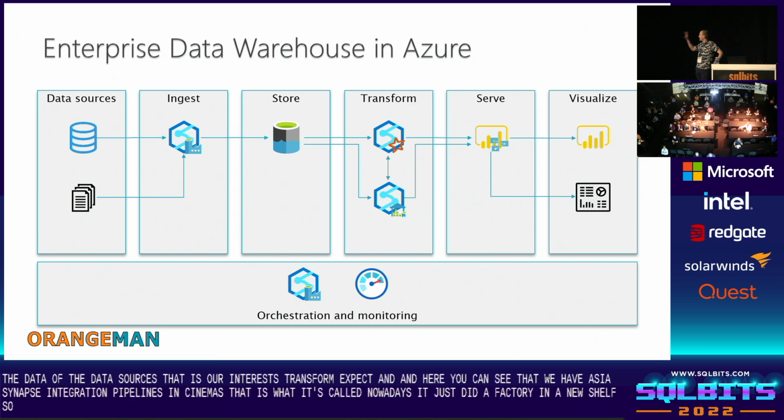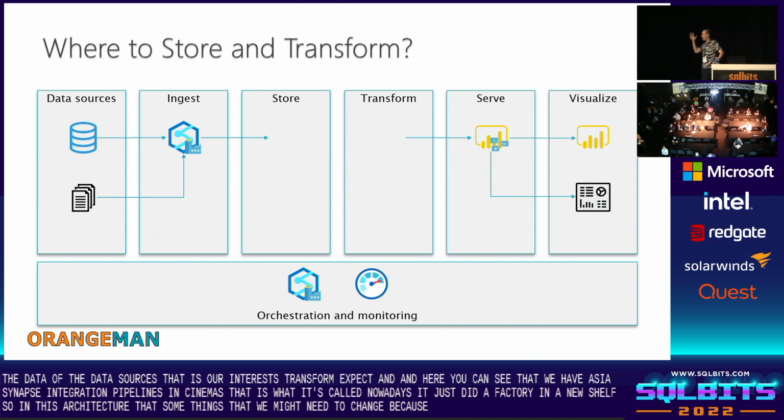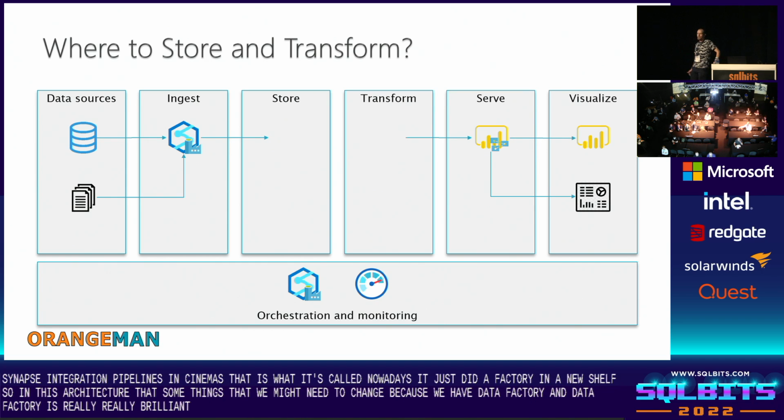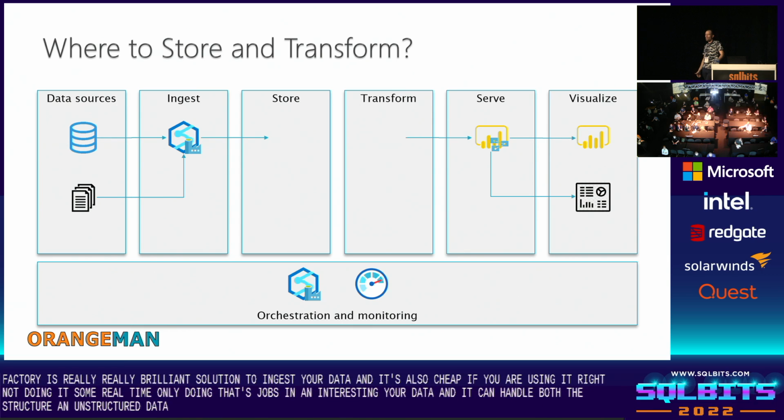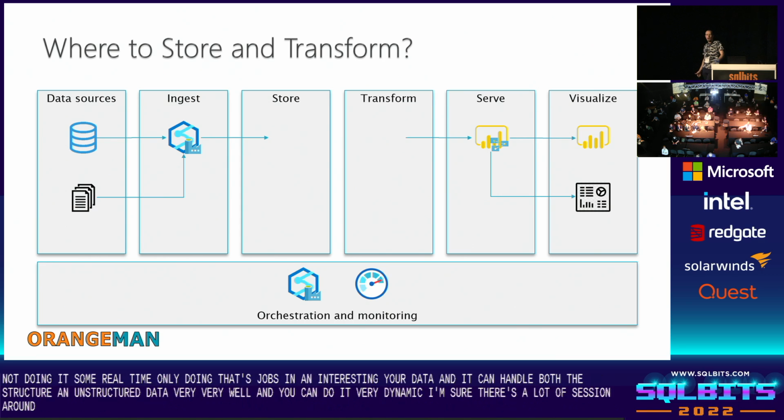So in this architecture, there are some things that we might need to change, because we have Data Factory, and Data Factory is a really, really brilliant solution to ingest your data, and it's also cheap if you are using it right, not doing real-time, only doing batch jobs in ingesting your data. It can handle both structured and unstructured data very, very well, and you can do it very dynamically. I'm sure there are a lot of sessions around that at this conference.